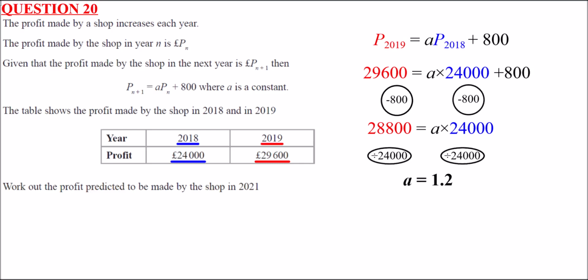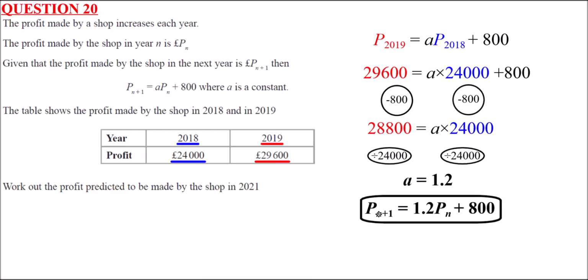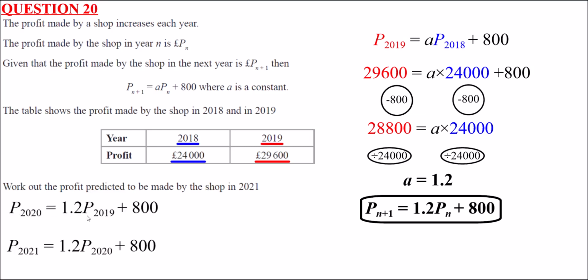So our formula, therefore, is p subscript n plus 1 is 1.2 multiplied by the profit from the year before, plus 800. We need to get to 2021, so we need 2 extra uses of this formula to go from 2019 to 2020, and then from 2020 to 2021. So we need to use the formula twice in 2 steps like I've put on here.